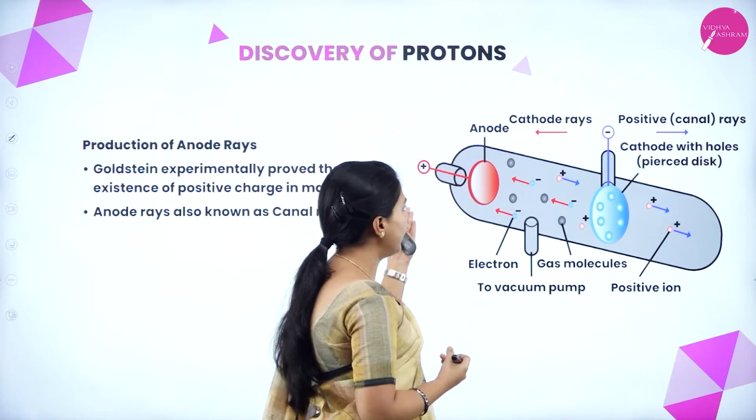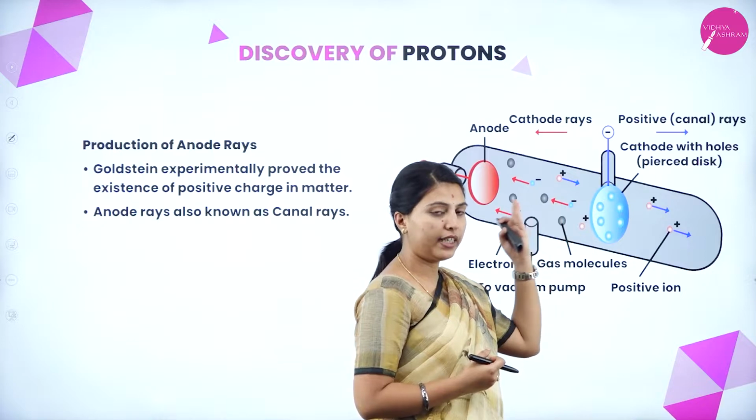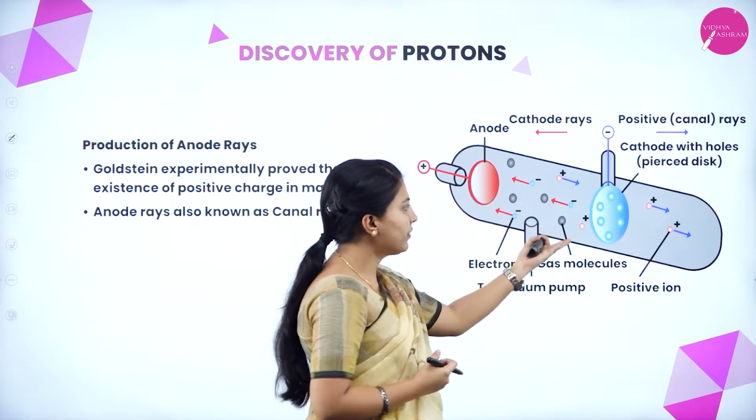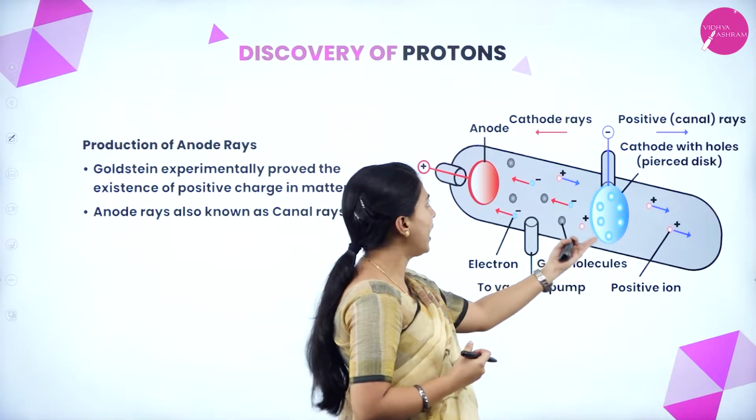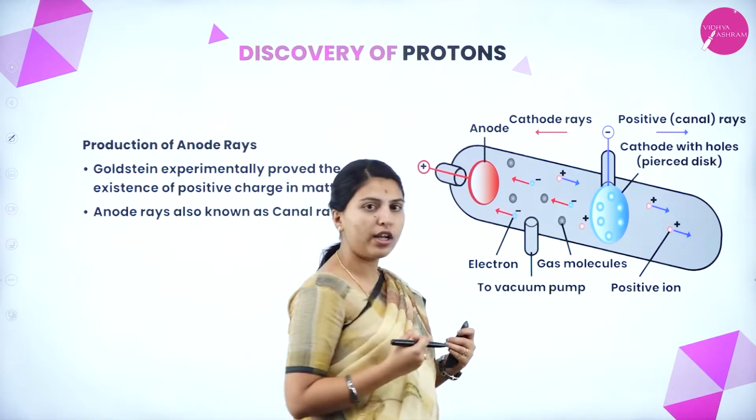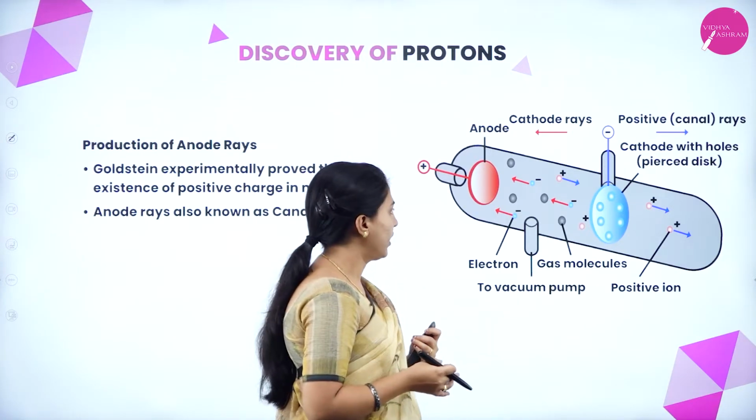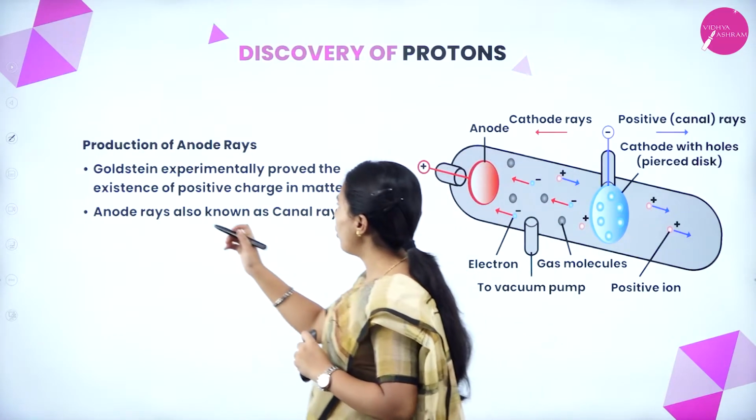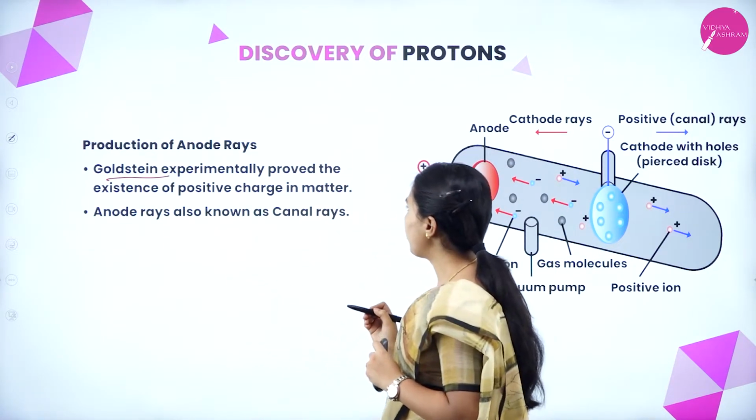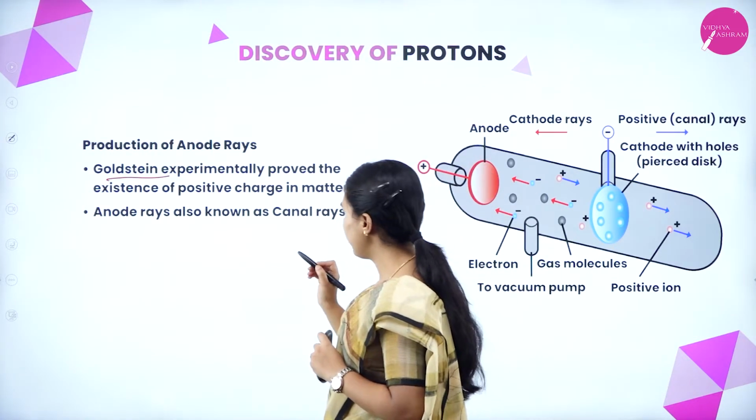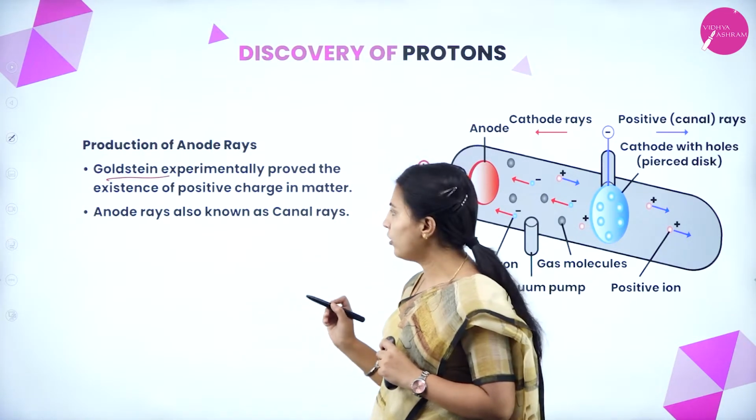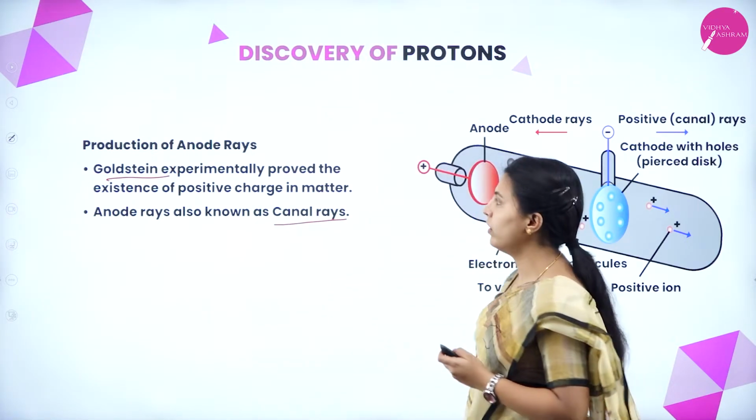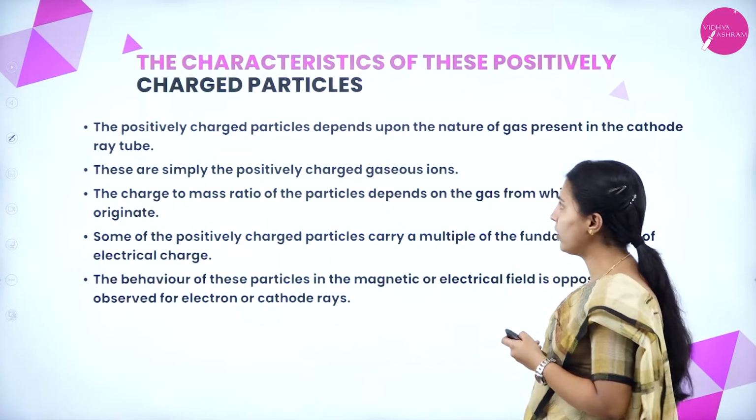At the same time, when the electrons are moving from the cathode to the anode, the anode rays will also start moving from anode to cathode. That's why we call them anode rays. Okay, these are the experimental observations. We'll see here, Goldstein experimentally proved the existence of positive charge in matter. Yes, anode rays are also known as canal rays. Okay, the same as cathode rays, with a little difference which I have already mentioned.